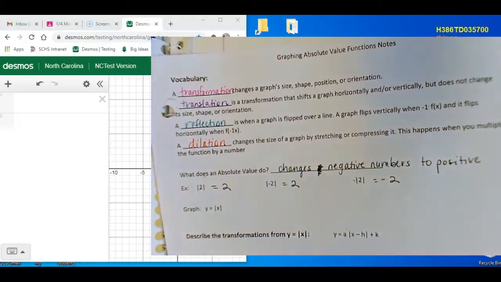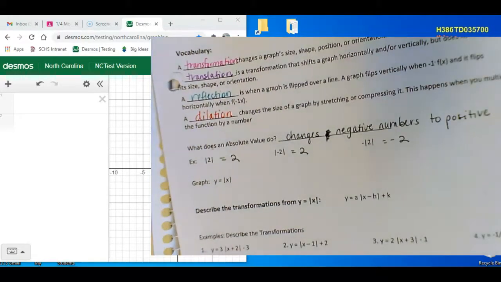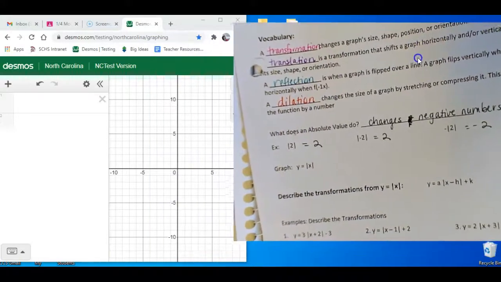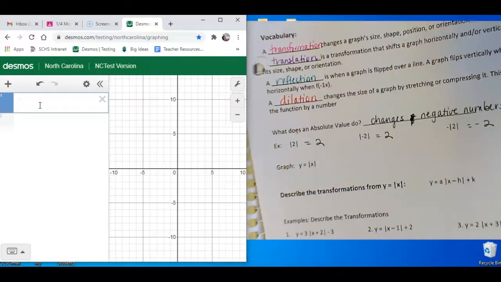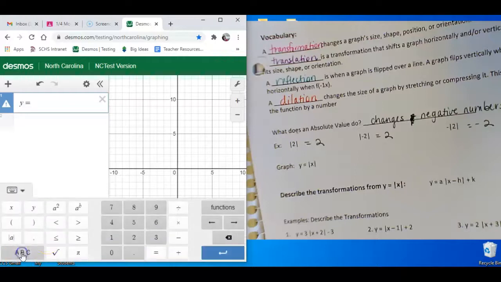Alright, the graph is the important part for today. And let's talk about the graph of the absolute value. So I'm going to move this over just a little bit, and I'm going to show you on Desmos. If you want to graph something, you can always put y equals. It doesn't hurt anything. I know on the regular calculator you can't do that, but you can do it here.